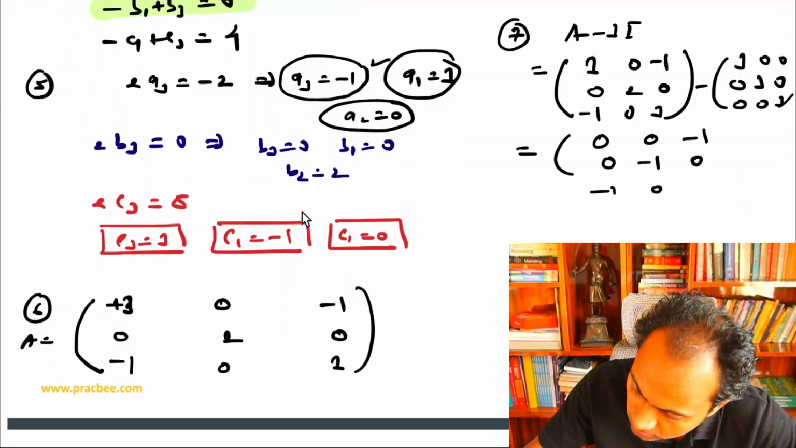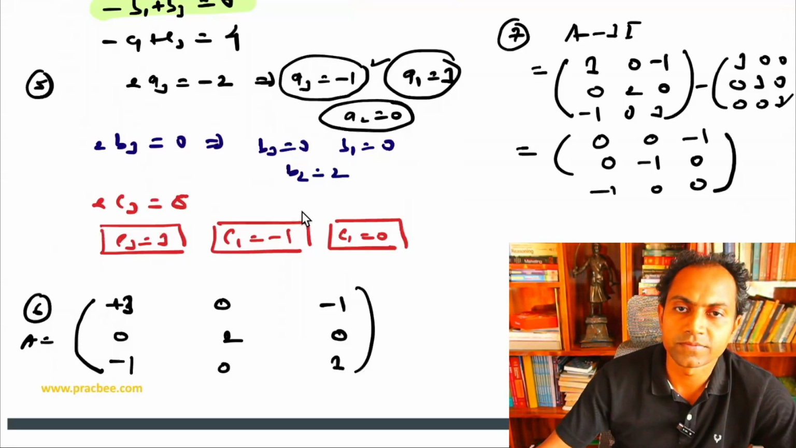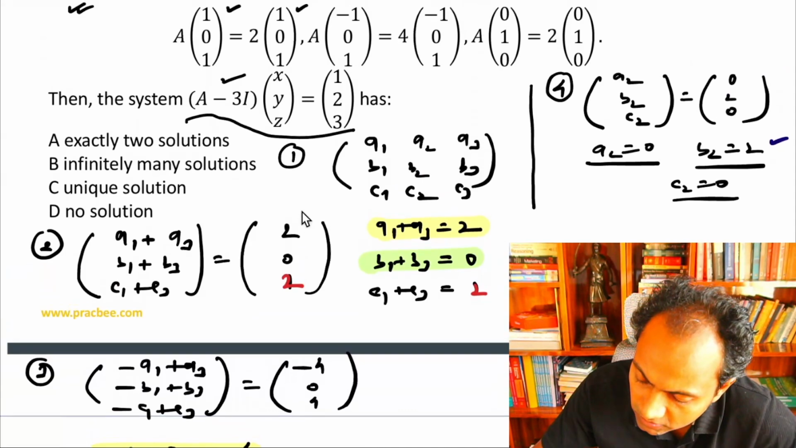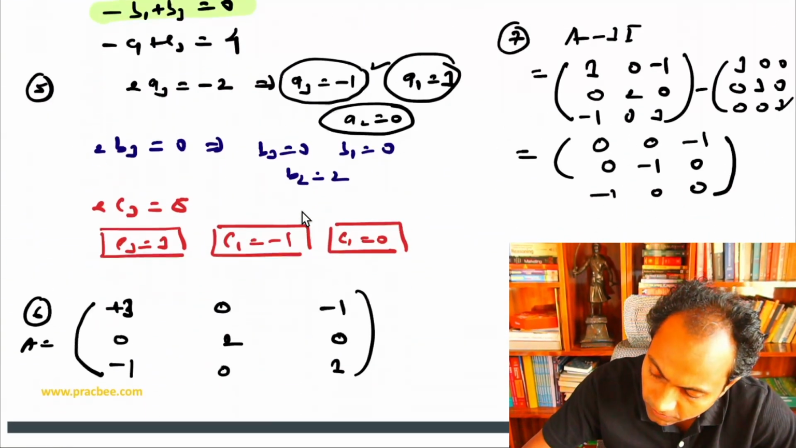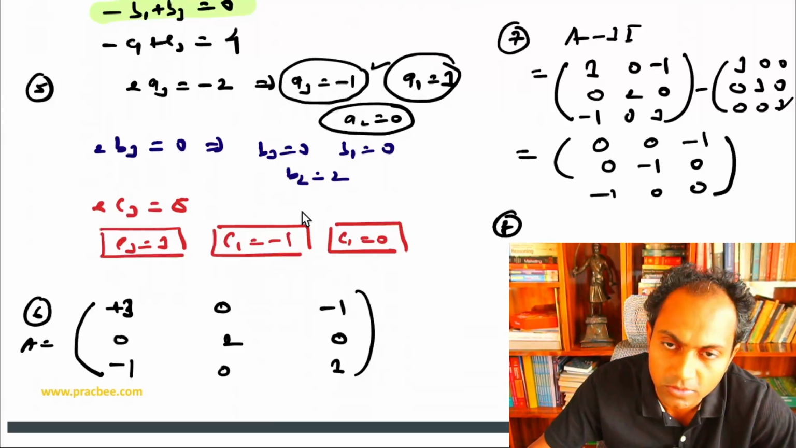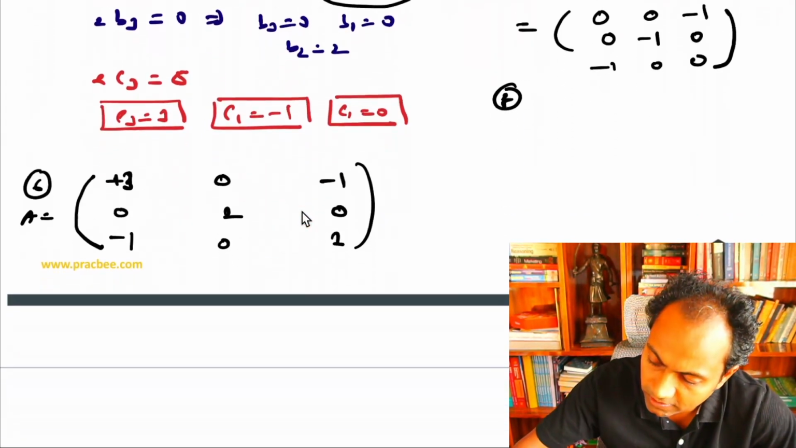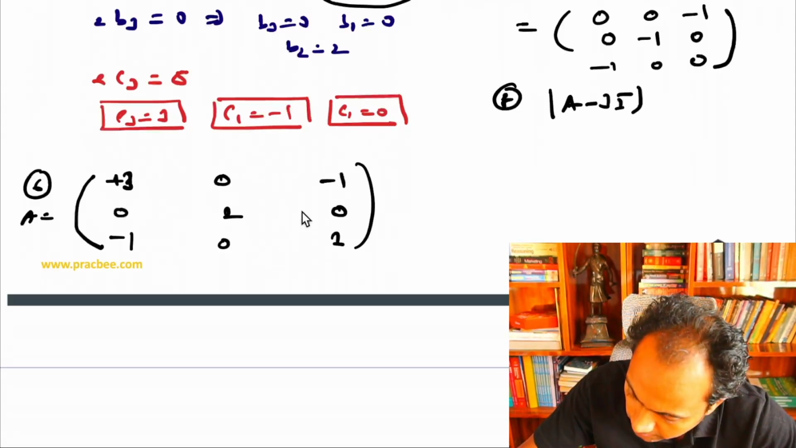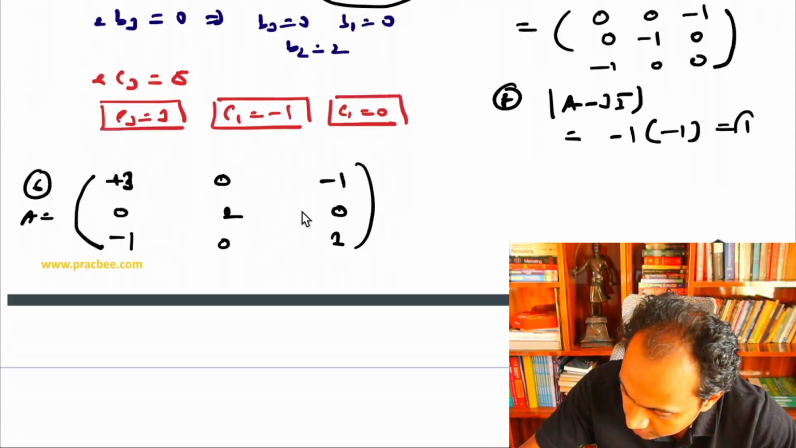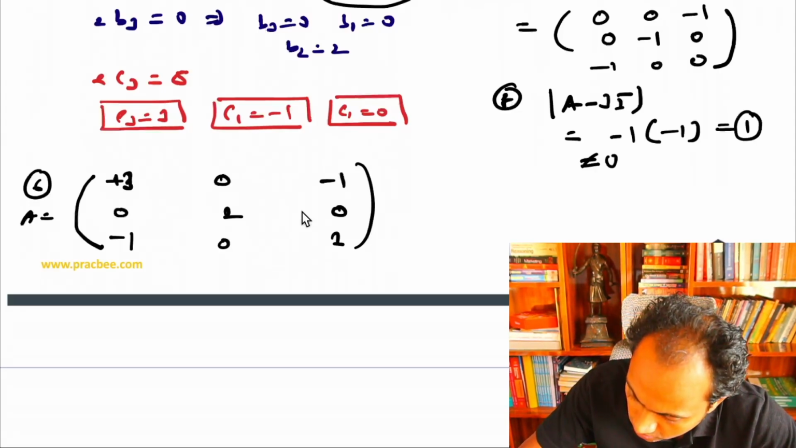-1, 0, 0. Now see, if I want to comment on the nature of the equation that is given to me, the first thing is to figure out whether the determinant of this matrix is 0 or not. So in the 8th step, let us find the determinant of A minus 3i. And if I figure that out, you can see that I will open it along the first row. It will become -1 into -1. Answer comes out to be 1. So since it is not equal to 0, you are going to have a unique solution.